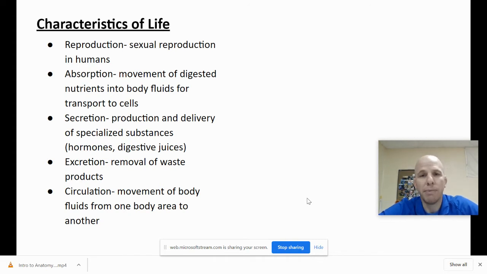Circulation. This is our heart. So we circulate fluids around the body. Our heart pumps and that sends blood throughout our body. That blood carries stuff with it. We also have this other system called the lymphatic system that does something very similar.